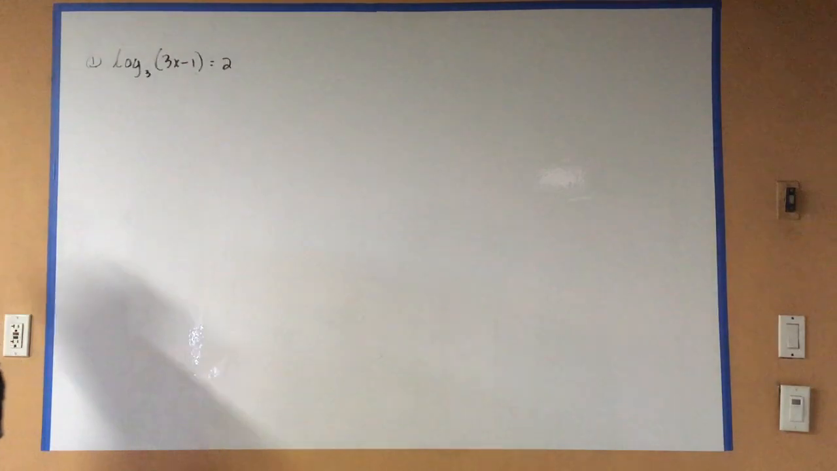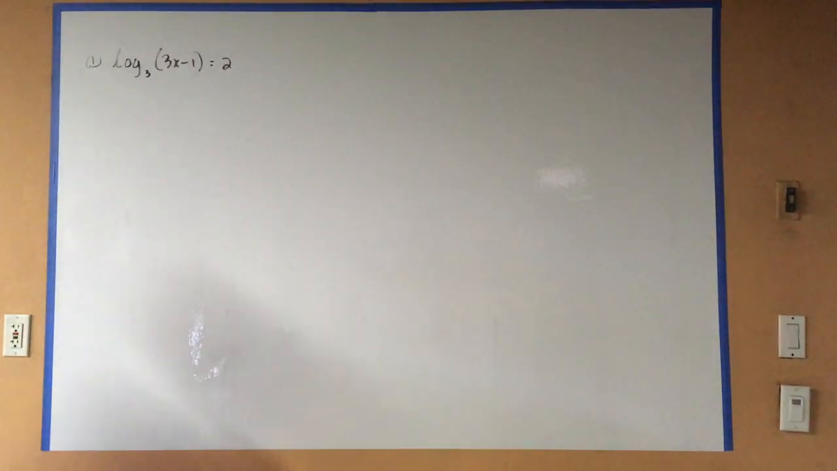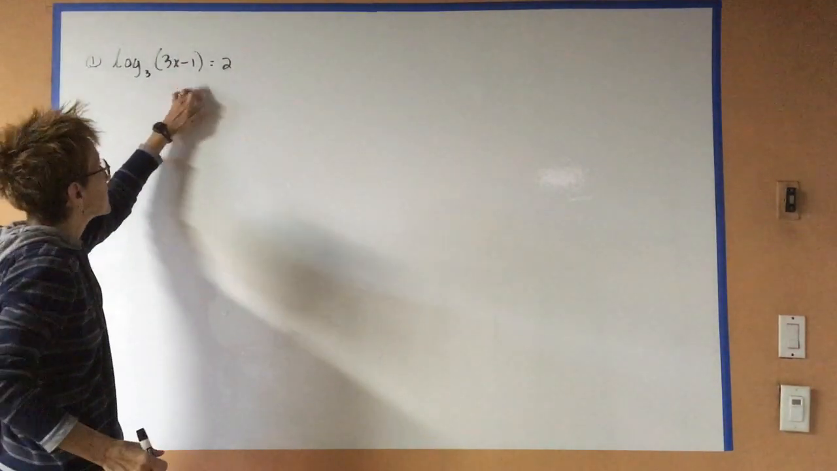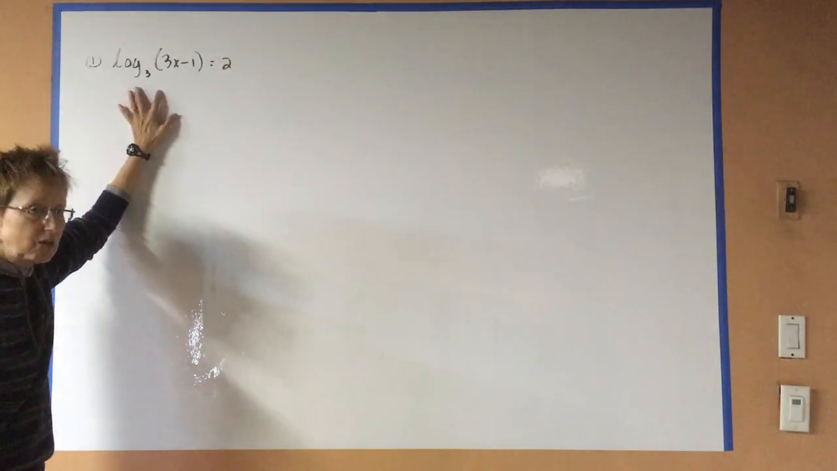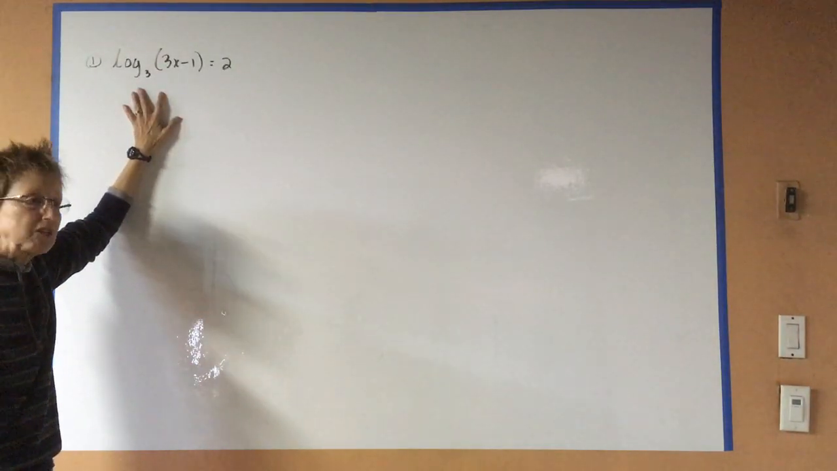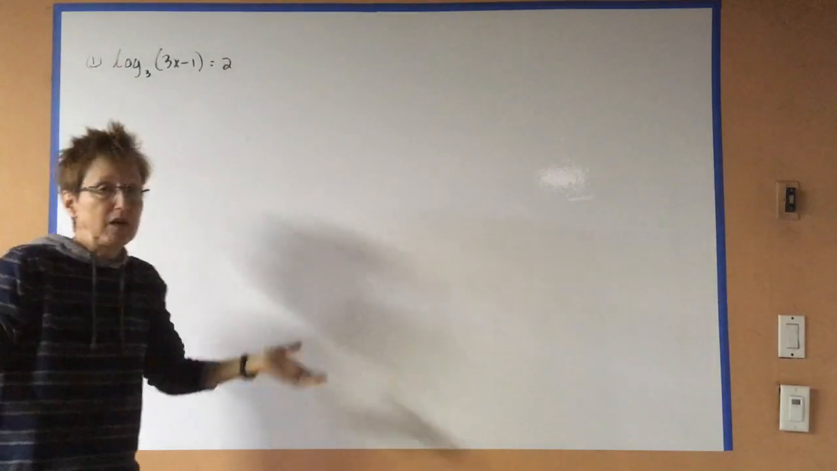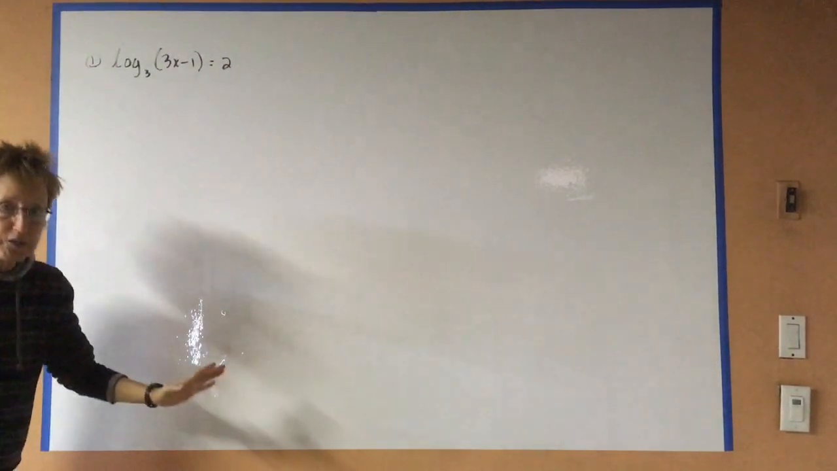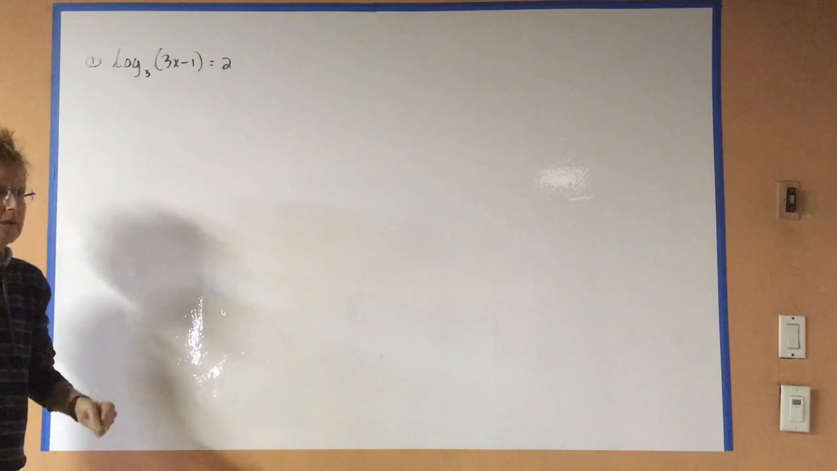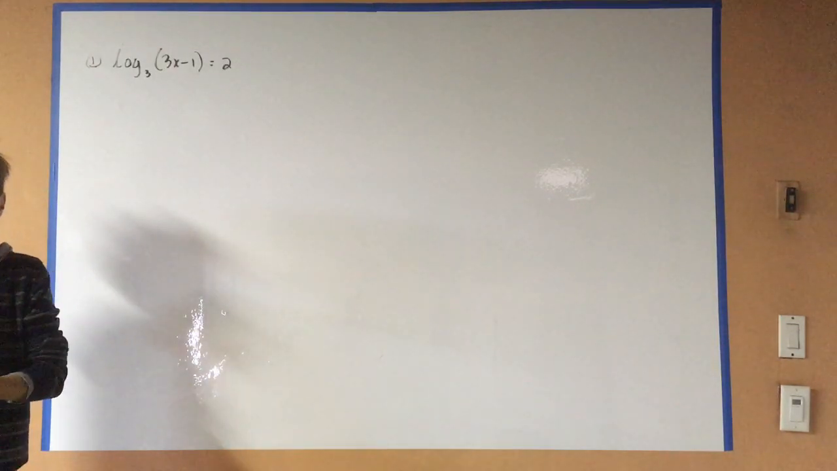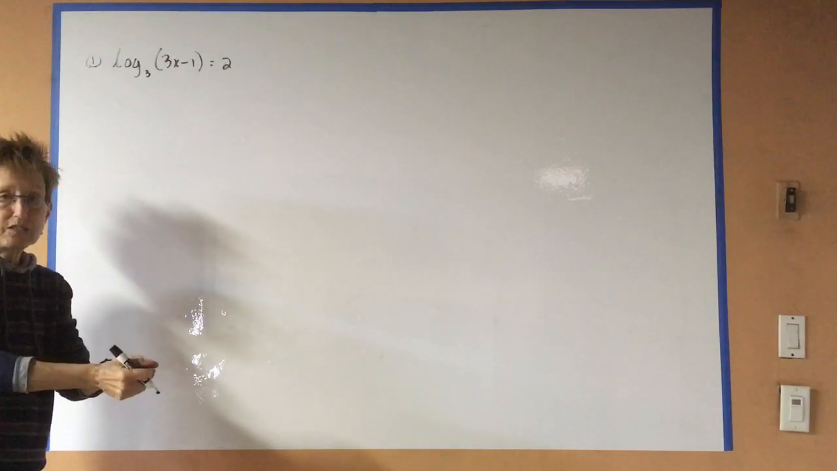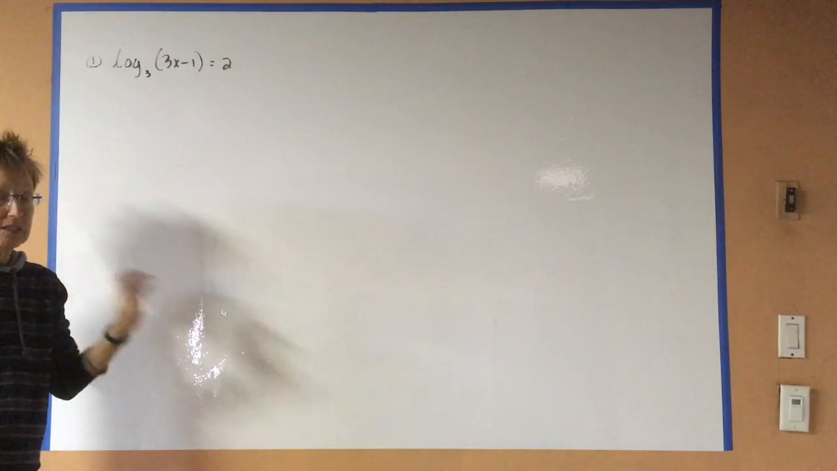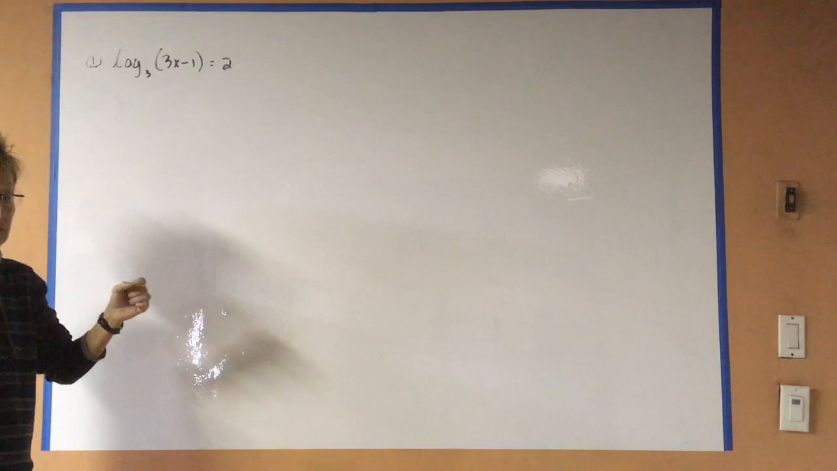So this first one looks like this. Base 3 of 3x minus 1 equals 2. They want me to solve this. So I look to see what kind of an equation it is. It is a log equation. There's 2 types of log equations. Either all the terms are logs, or some of the terms are logs and some of them aren't, in which case I'll get a single log on one side and terms on the other side, or if they're all logs, I'll get a single log on each side and then drop the logs.